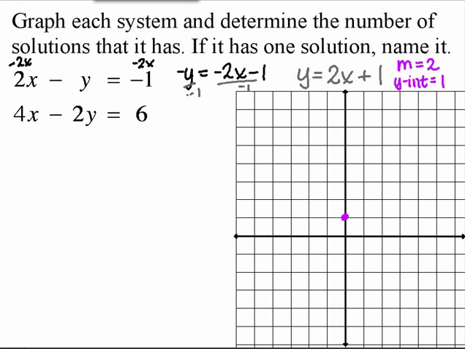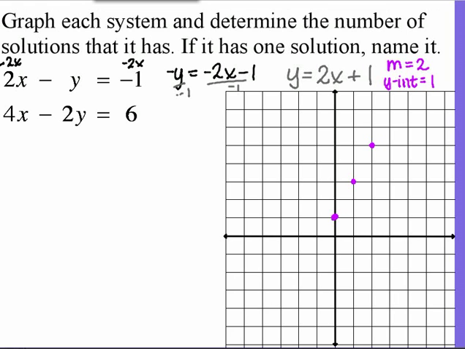There's a y-intercept of 1. Slope of 2 means you do what? Up 2 over 1. Let's go ahead and draw that line in.